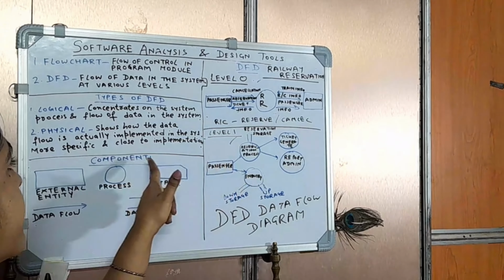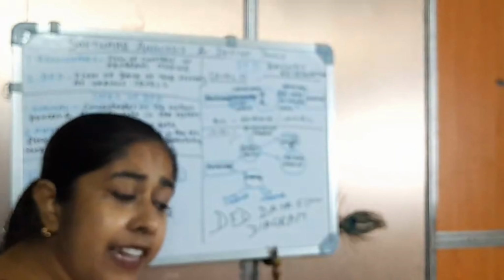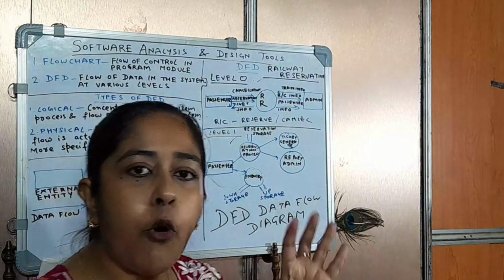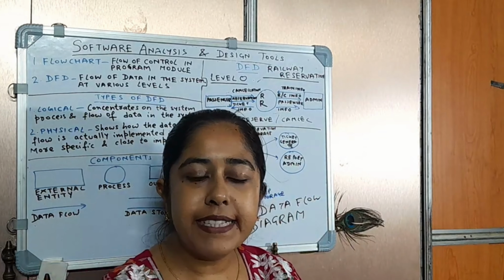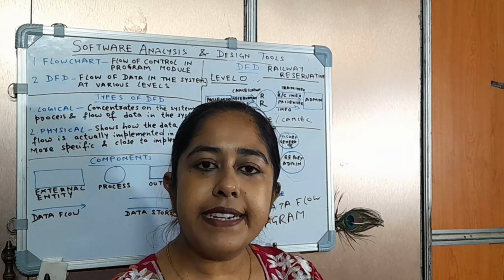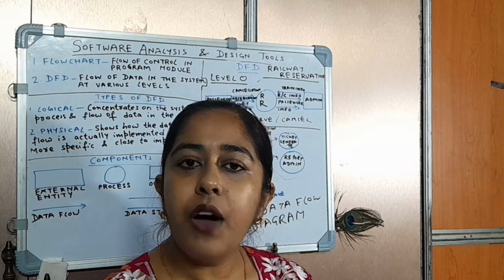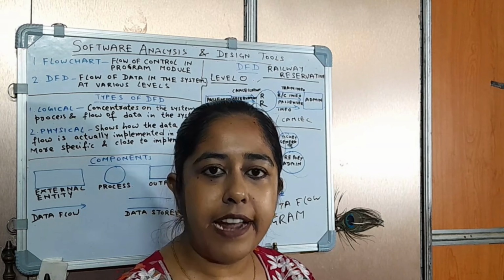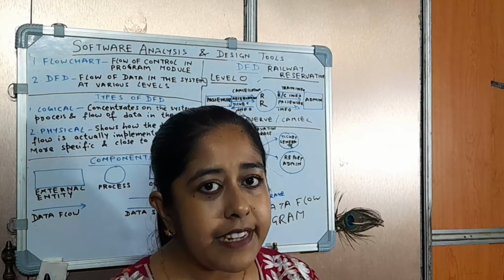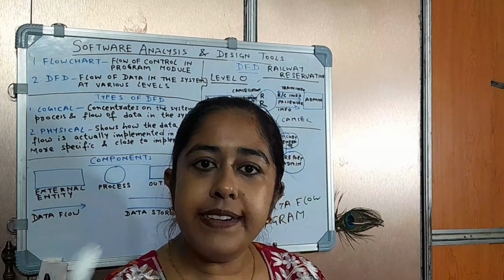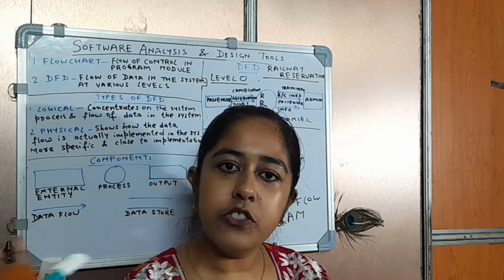is actually implemented in the system. Here we will show how the data is flowing. In logical, only the logic: this is my system, this is my data, this is going to flow. How the data is flowing, how the processes are there, how the function is going on, that's all. But in physical DFD we will show how the data is going to flow: input, output, storage, okay, logical data.